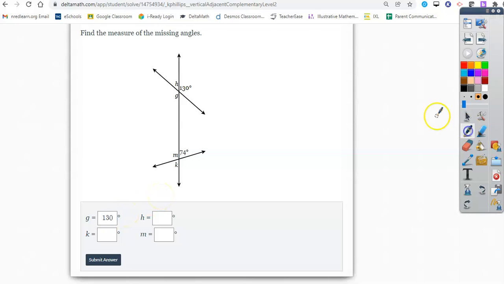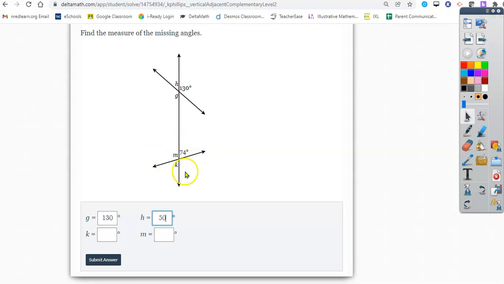In addition, because I know H and 130 are adjacent angles along the same straight line, they must be supplementary. They have to add up to 180 degrees. So 130 plus this mystery number has to make 180 degrees. So that means H must be 50.